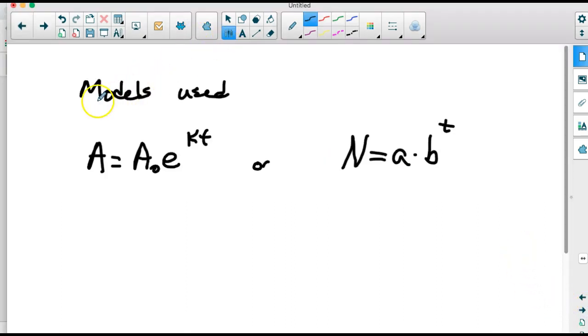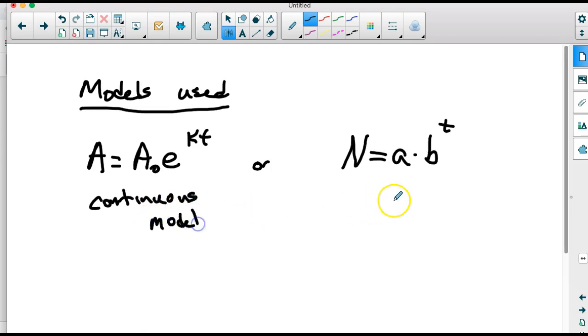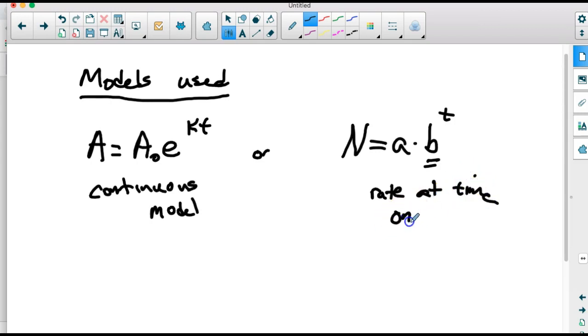When we do this, we're going to be using two different models. And this was in a previous video, but here is our continuous model. And this is going to be our model that basically is going to be a rate at time 1 increment. Okay, so whatever our 1 increment is, it could be 1 year, 1 month. This will be the equation we use for that thing, and then this will be the rate at which it happens at that one increment of time.